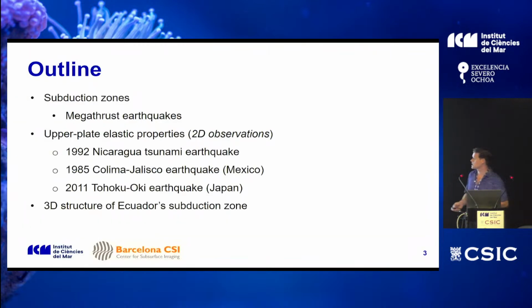So this is the outline of my talk. I'll be talking about subduction zones and megathrust earthquakes, why they occur. And then I will jump into a more detailed discussion on the key factors that control the propagation of megathrust earthquakes and their dynamics. I'm presenting these 3 studies over here. The last one is still work in progress. And I will finish with just a hint on what we know about the 3D structure of a subduction zone.